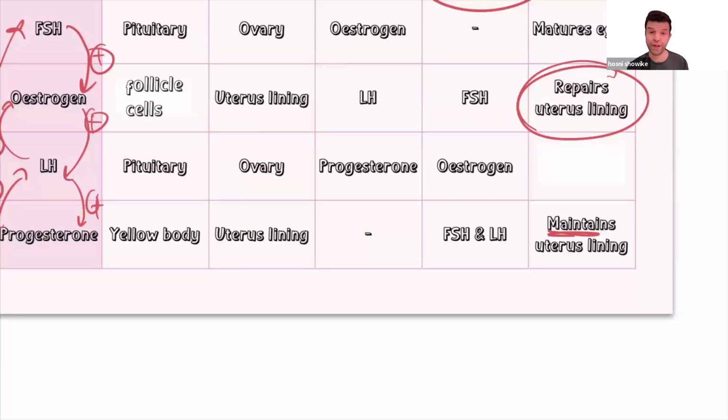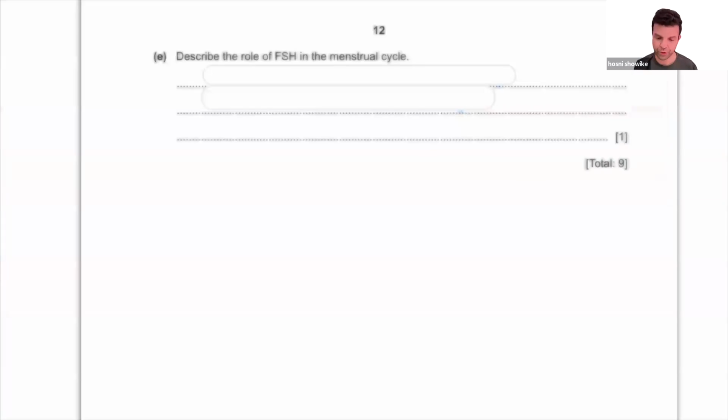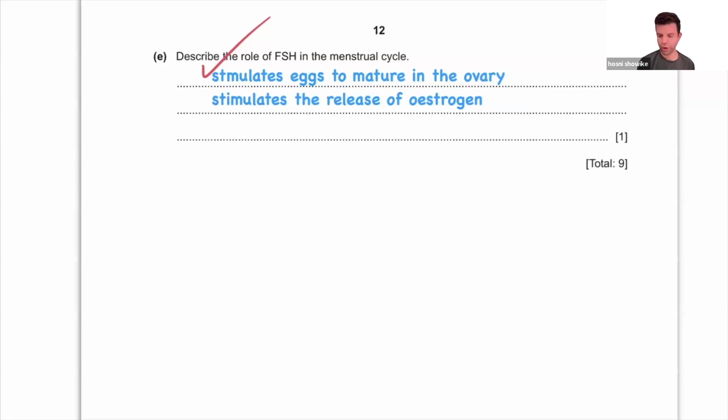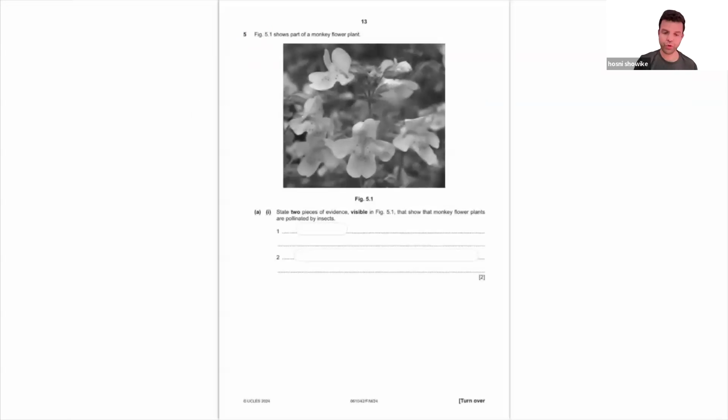There's a difference here between the two things, right? And in one word, LH's job is for what? LH's job is ovulation, okay? So I'm just going to state here, FSH stimulates the maturing of egg cells, and it stimulates the hormone that comes after, okay? We're going now to question 5.